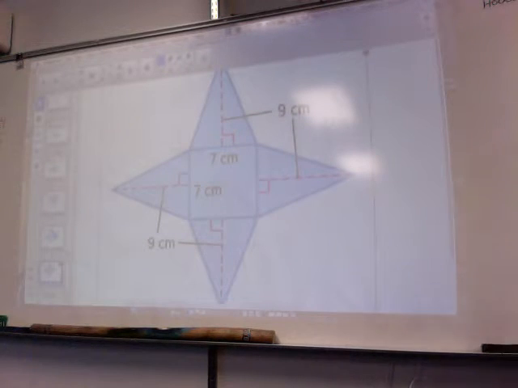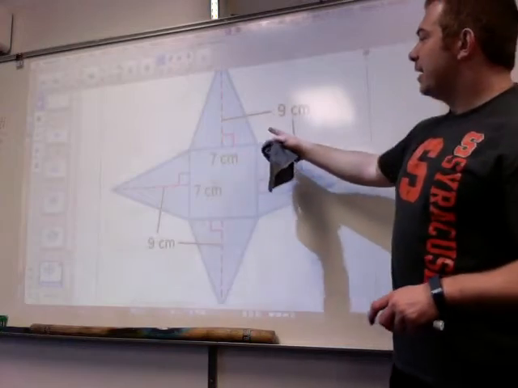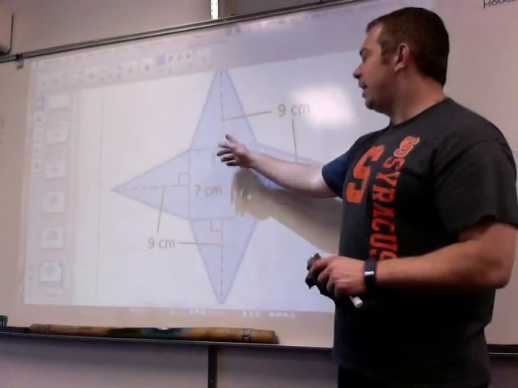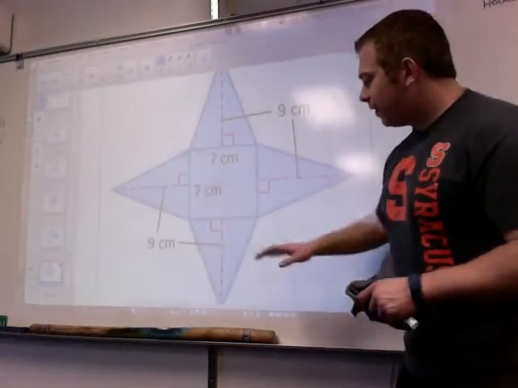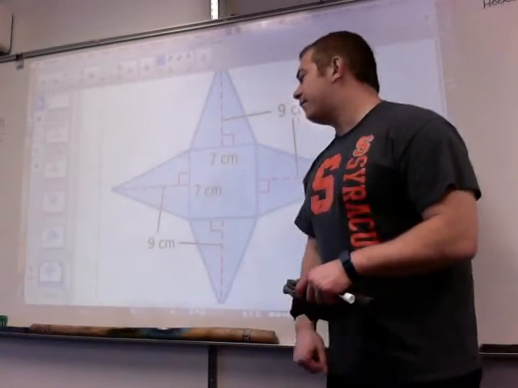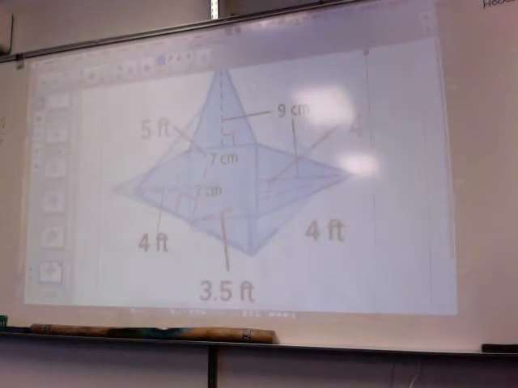And that just shows you what it looks like opened up. As you can see, the base was 7 times 7, and then each of the triangles were 7 times 9 divided by 2, 31.5, 31.5, 31.5, 31 and 5/10. Add them all together, and then add my 49.